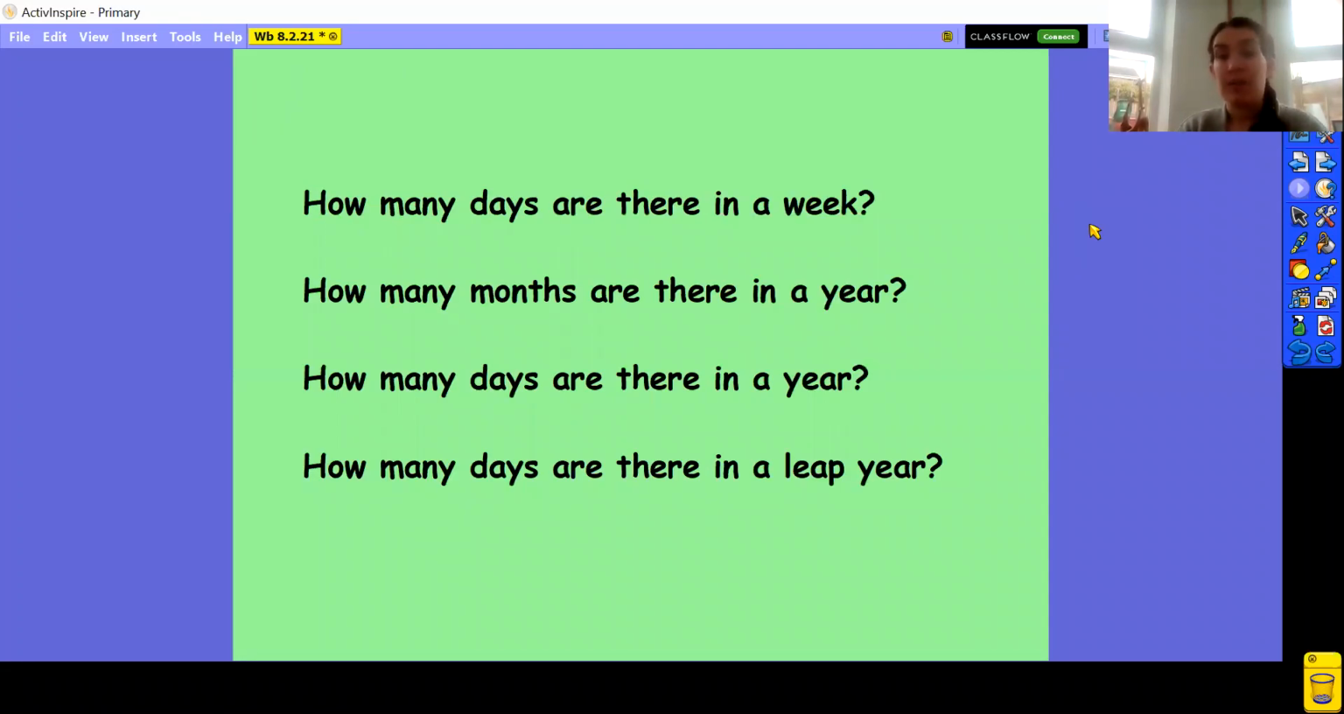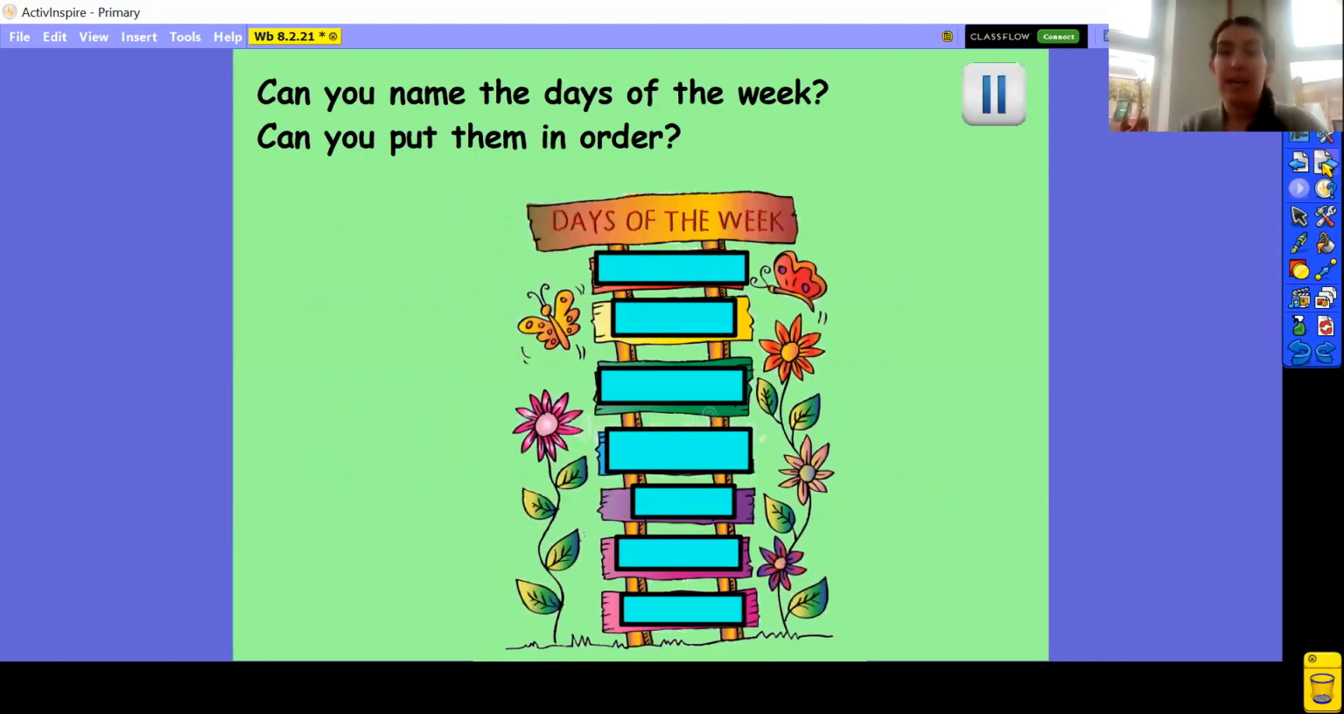Now you may already know the answer to these and you may not, but by the end of today's lesson you definitely will. So we're going to be looking at how many days there are in a week, how many months there are in a year, how many days there are in a year, and how many days there are in a leap year. So we're going to begin by looking at days of the week.